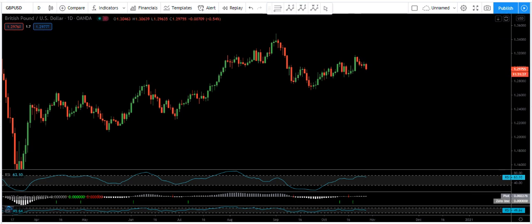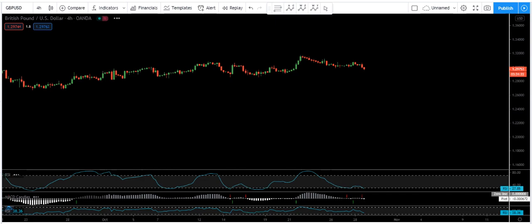And right now, based on the daily chart, we don't have any information. As we can see here, the price dropped. In this case, we move to the 4-hour chart.